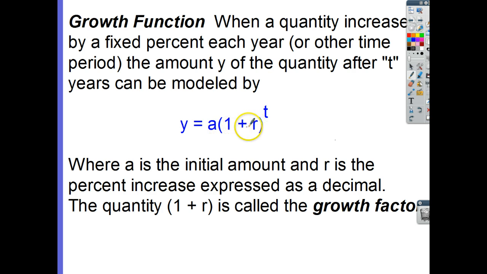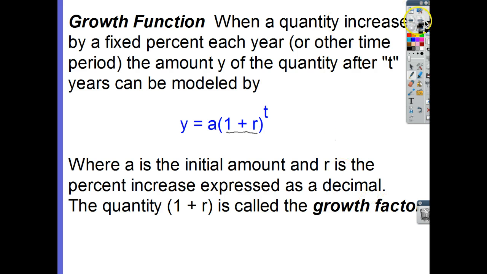So really, this is another way of writing it, and we're going to look at it as 1 plus r, where A is the initial amount and r is the percent increase expressed as a decimal. So this has got to be a decimal, percent change to decimal. You remember you move the decimal 2 places to the left to change from percent to decimal. And we call this quantity here, 1 plus r, the growth factor.